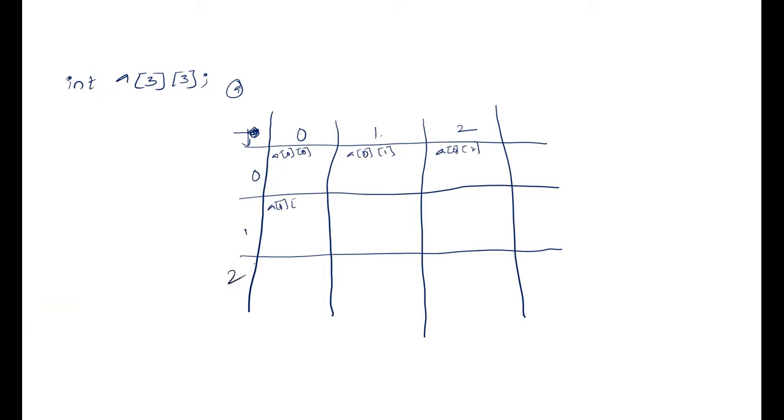Zero, one, two. So this is one and zero. And this is one and one. This is one and two. This is two, that is third row and zeroth column. Here, this is the second row and first column. This is third row, third.